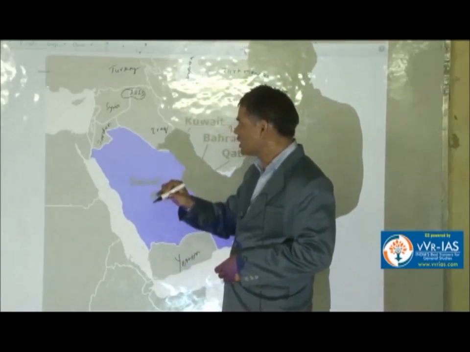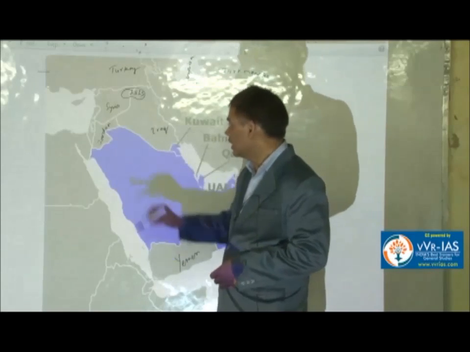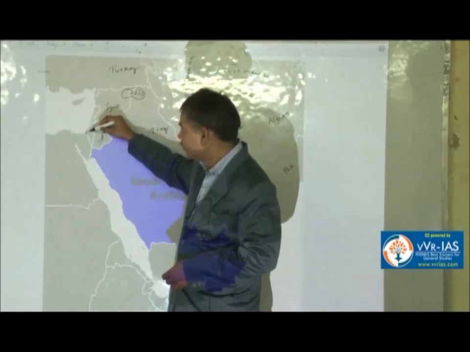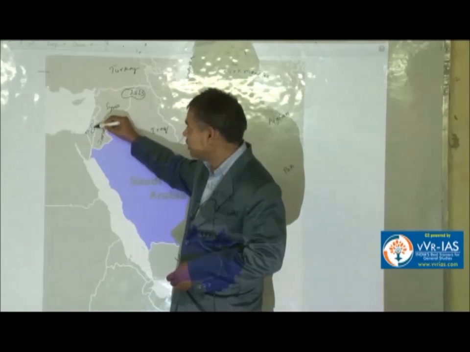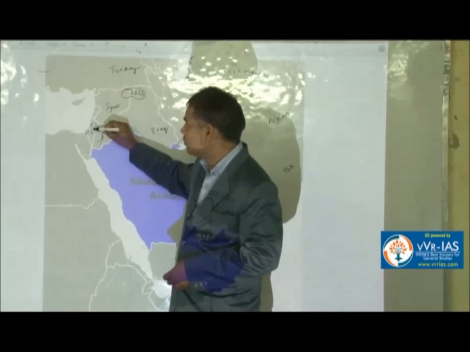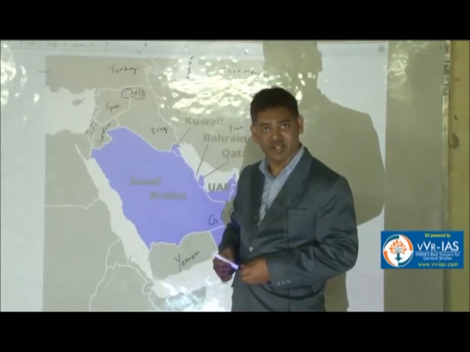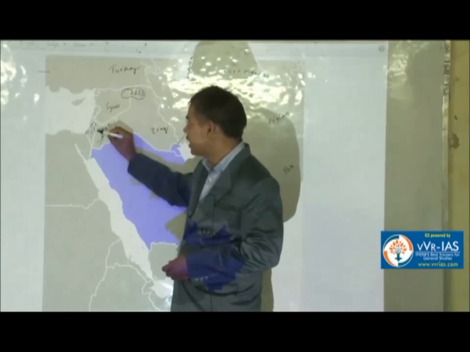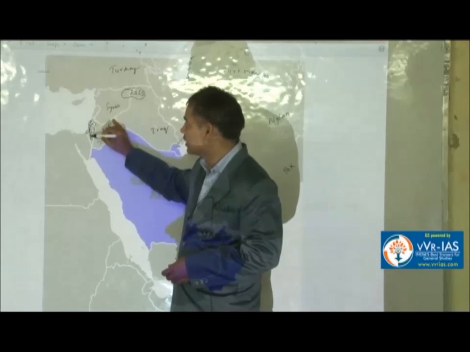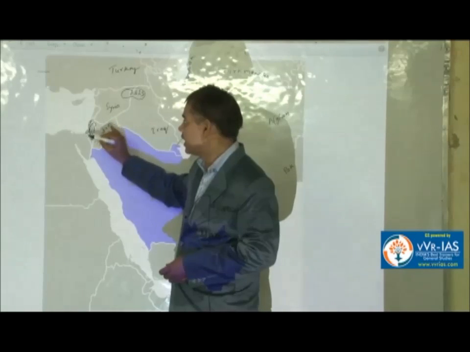Then you always have confusion about Palestine and Israel. This particular region is called Palestine and Israel. Here is one part of Palestine, and here is another part of Palestine. This part of Palestine is called the Western Bank or West Bank. This part of Palestine is called the Gaza Strip. And the remaining part, apart from the West Bank and Gaza Strip, is called Israel. So this is Israel, this is the West Bank, this is the Gaza Strip.